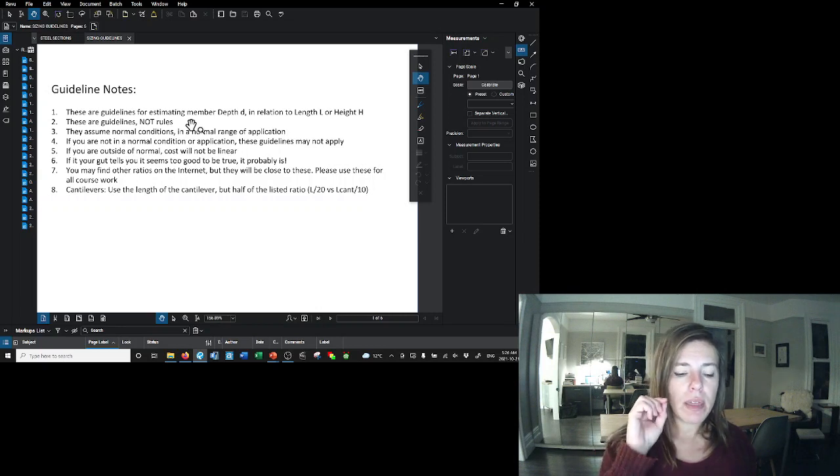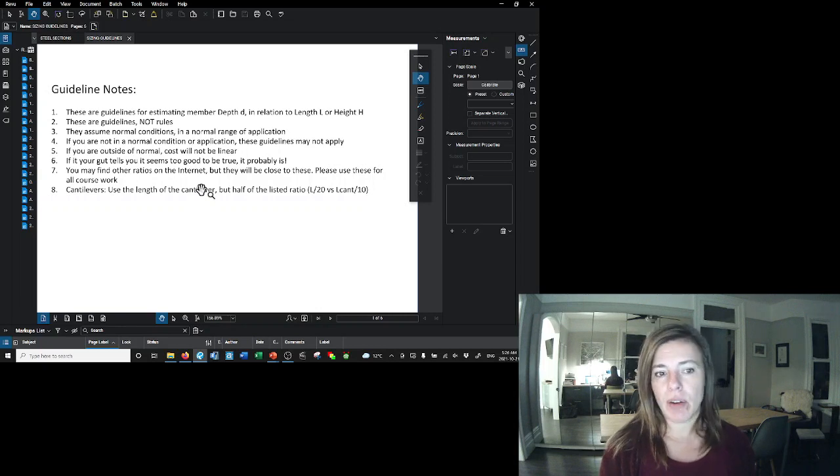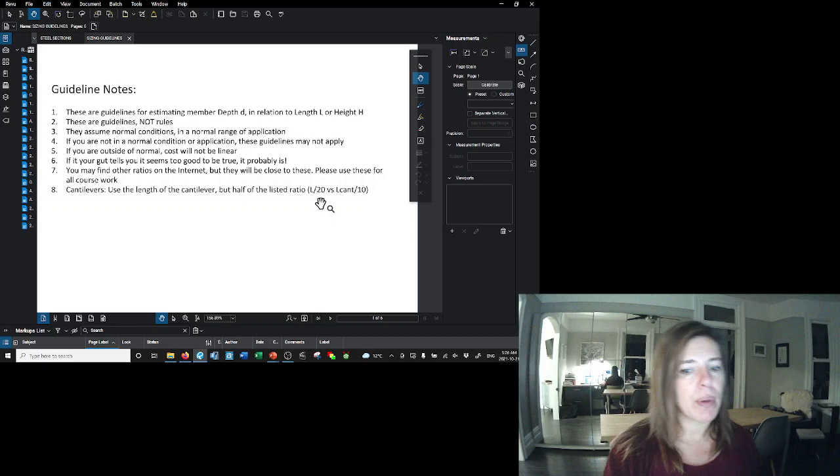But for the explicit use within this course, I need you to use these ones so that we can standardize our answers. We're an asynchronous course online, and if I'm testing you on something, we have to all be using the same standard. So these are the sizing guidelines that you have to use during this course. Cantilevers. You use the length of the cantilever, but half of the listed ratio. So whatever the sizing guideline says, you can use half of that if you're talking about a cantilever. And we'll talk about that as we get into the sizing guidelines in a little bit.